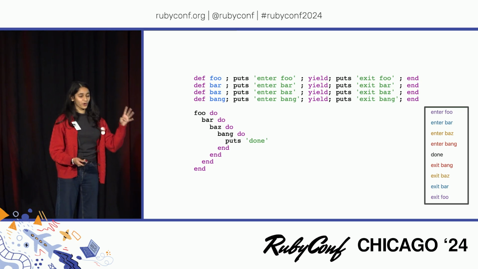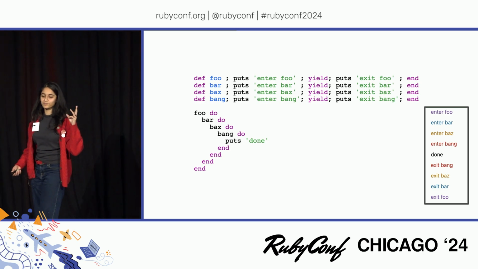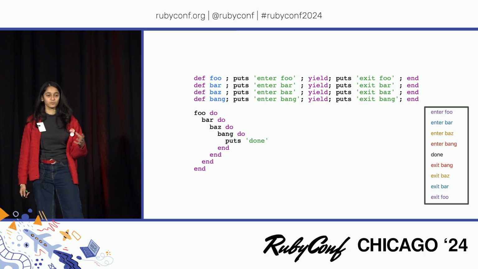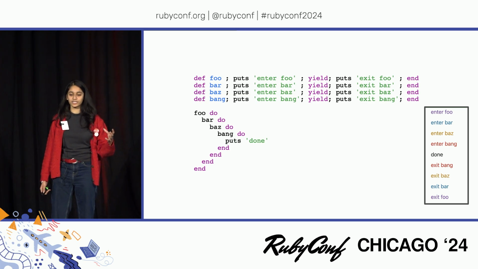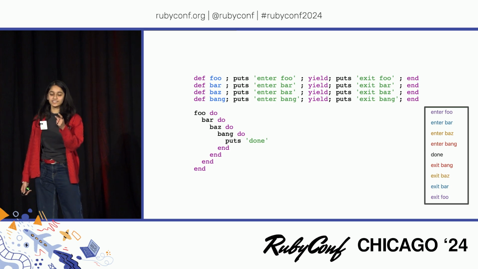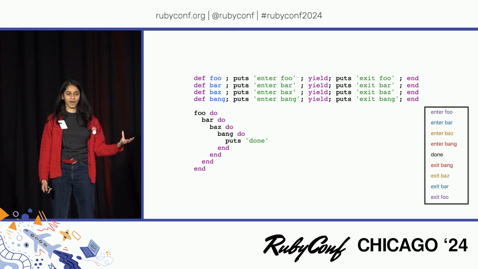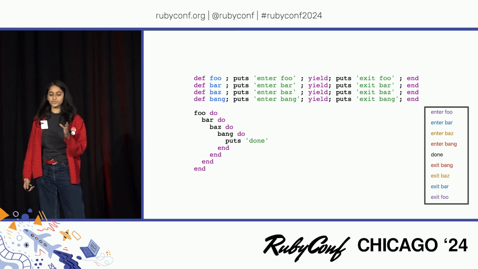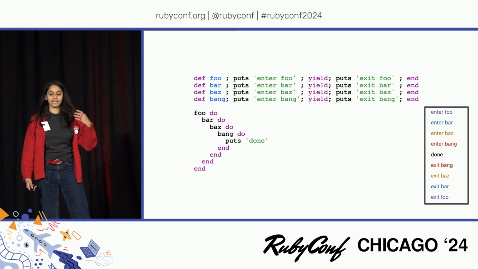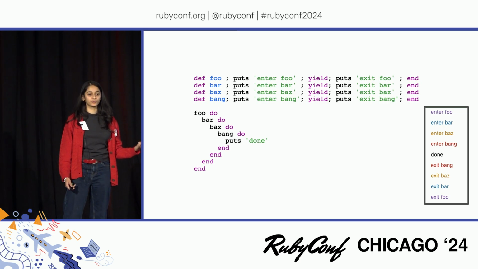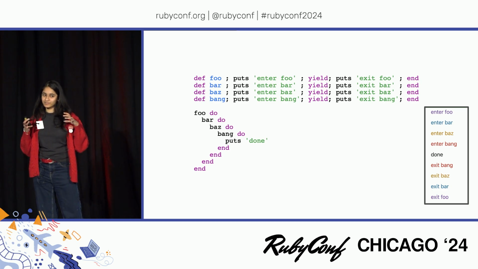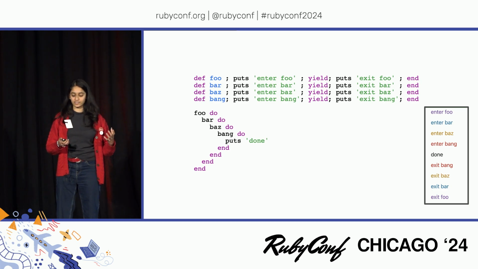Over here, we have 4 different functions: foo, bar, baz, and bang. Here we're creating 4 levels of nested blocks. And what happens is that when foo is invoked, it prints enter foo. The yield statement yields to the code block passed into it that calls bar, printing enter bar, and so on and so forth until done is printed. After that, exit bang, exit baz, exit bar, and exit foo are printed. These nested blocks simulate the nested nature of the recursion that RubyDuby encountered.